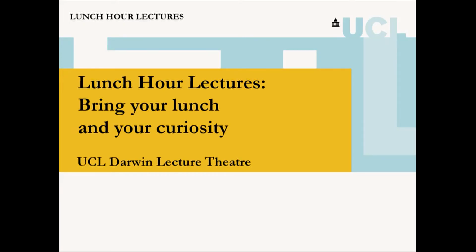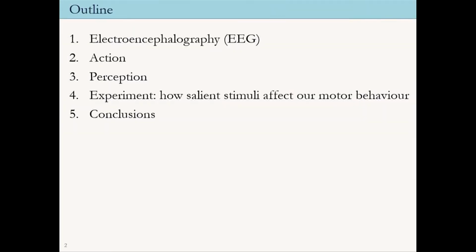Thank you again for coming. Today we are going to describe how we can use a method called electroencephalography in order to study the link between perception and action. I think we might be a diverse audience here, so I will describe each one of the components, electroencephalography, action and perception, individually. Then I'm going to describe an experiment that we did in our lab in order to put all these things together.